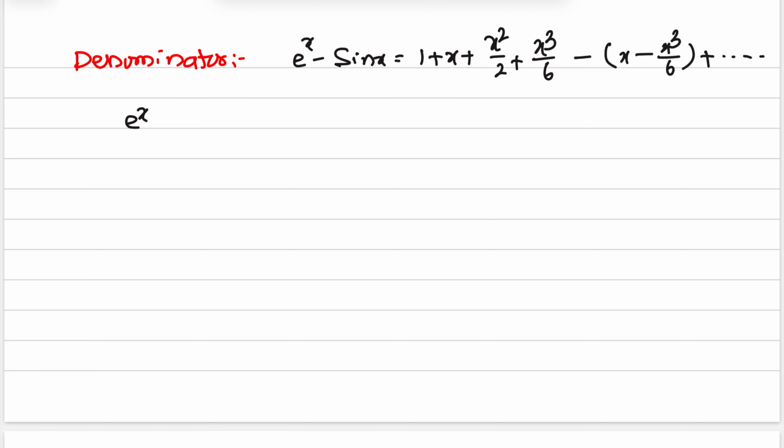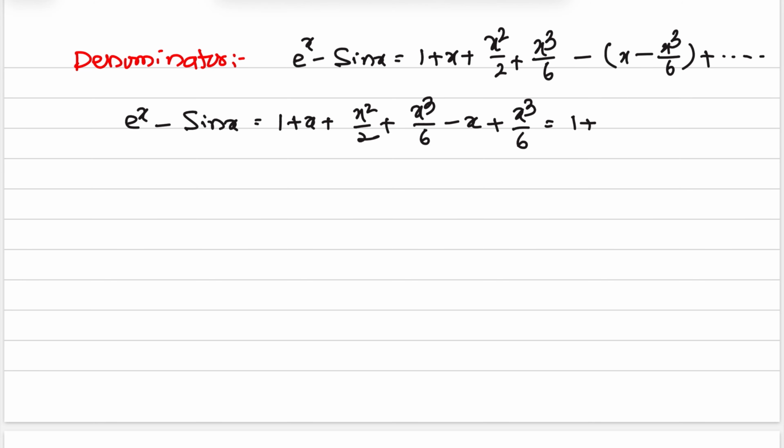e to the power of x minus sin x is equal to 1 plus x square by 2 plus x cube by 6 minus x plus x cube by 6. That will be 1 plus x square by 2, this minus x gets cancelled, plus x gets cancelled, x square by 2 plus x cube by 6 plus x cube by 6 is nothing but x cube by 3 plus so on.